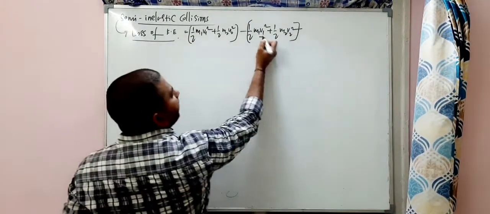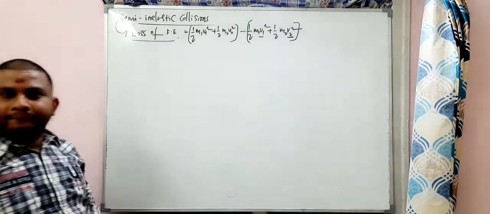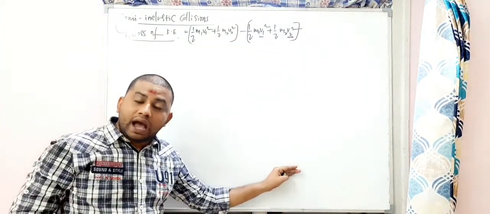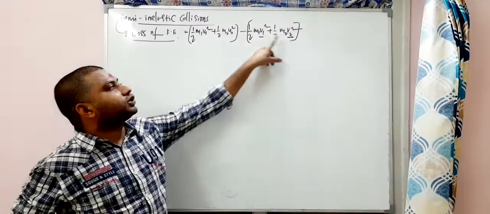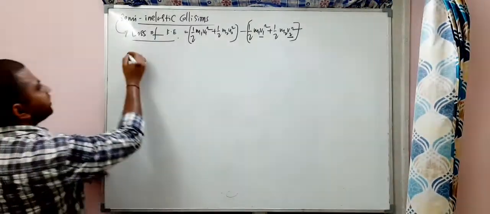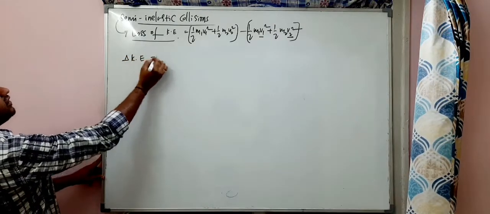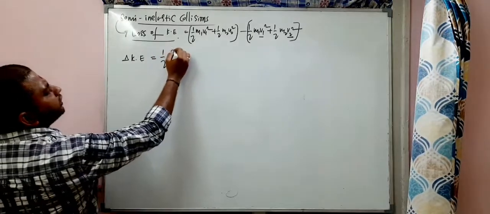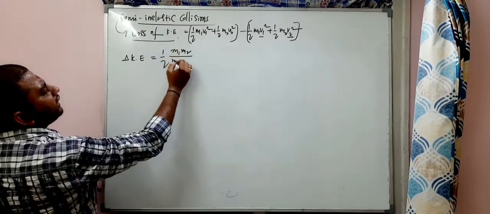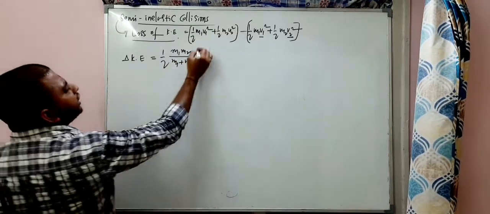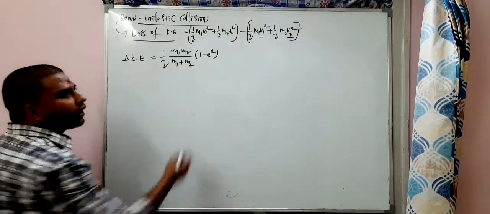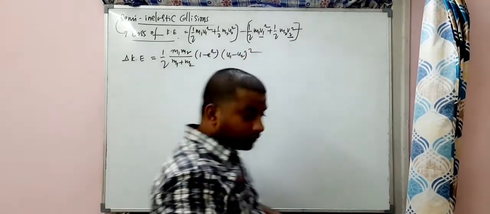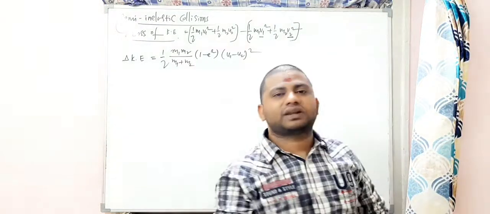If you substitute the expressions we just got for the final velocities v1 and v2, you will get an expression for the loss of kinetic energy, denoted with the symbol delta KE, which is equal to half into m1 m2 by m1 plus m2 into 1 minus e square into u1 minus u2 whole square. Don't be afraid by looking at this expression.